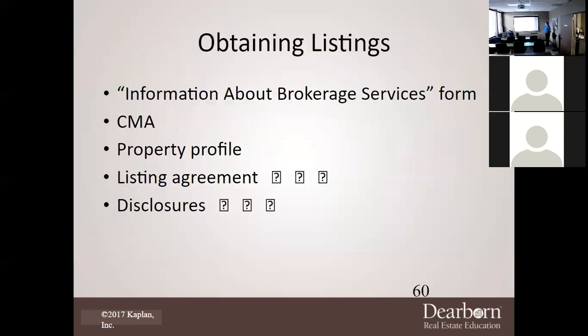Now, again, when obtaining listings, of course, you're going to have the information about brokerage services form, which is required. It's mandatory, okay?